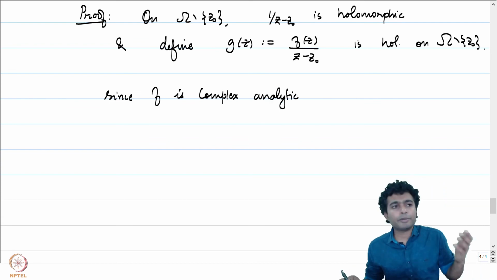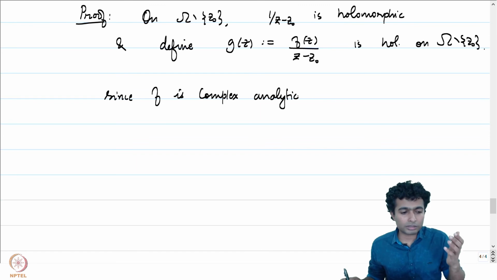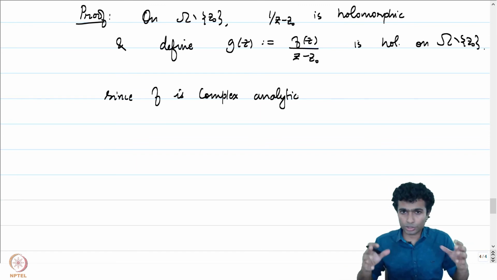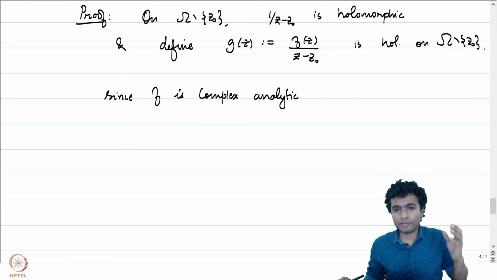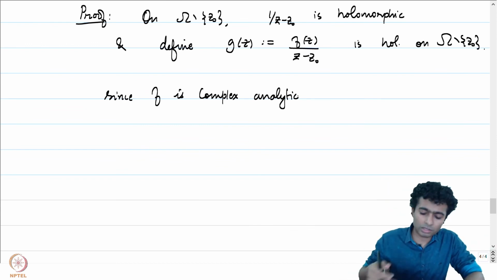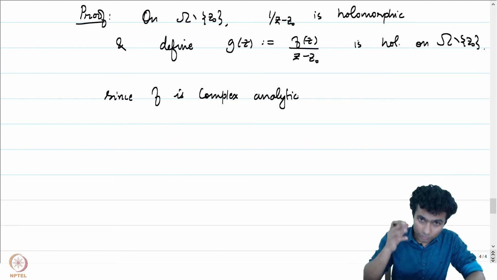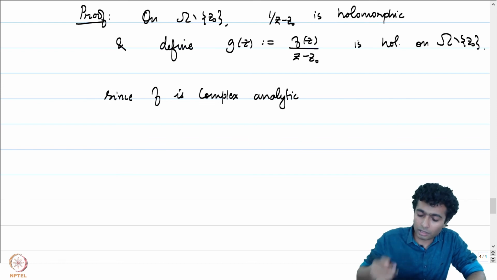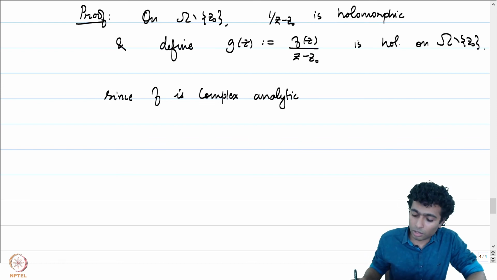what did we prove earlier? We proved that if R is such that the closed disk of radius R around z0 is contained in omega, then f of z has a power series expansion in the disk D(z0, R). So let's consider one such power series expansion. Of course, the power series expansion is going to be unique, and write down the terms of the power series.